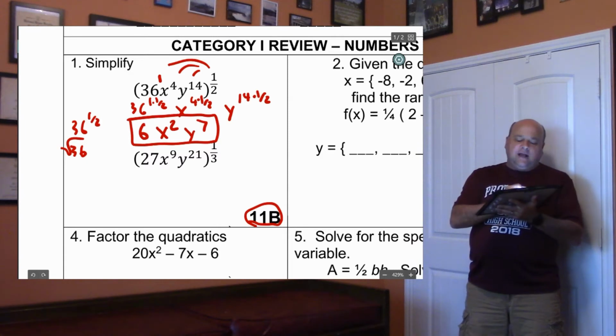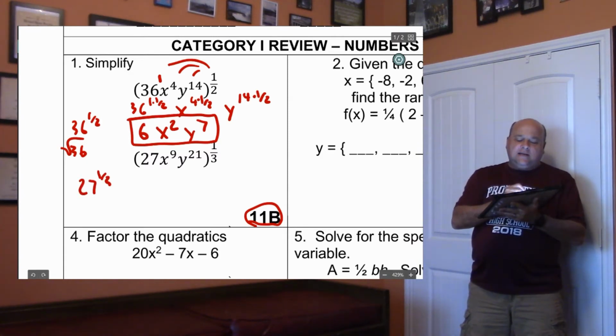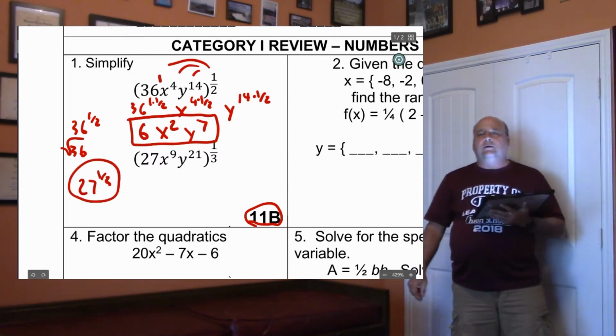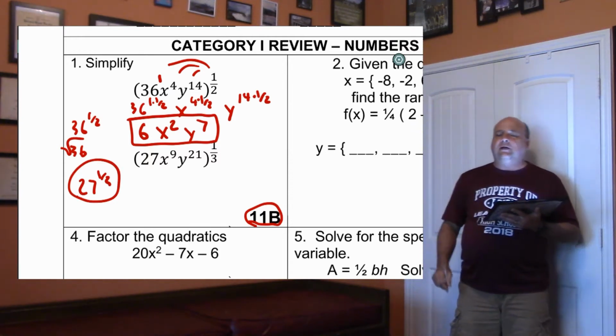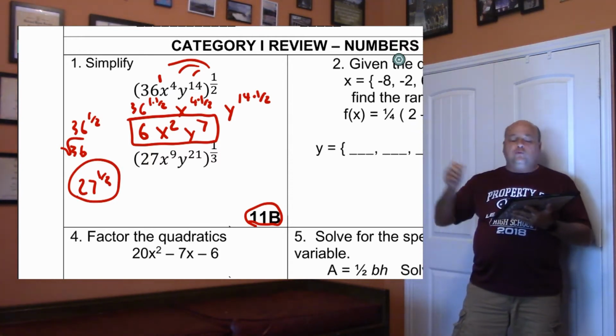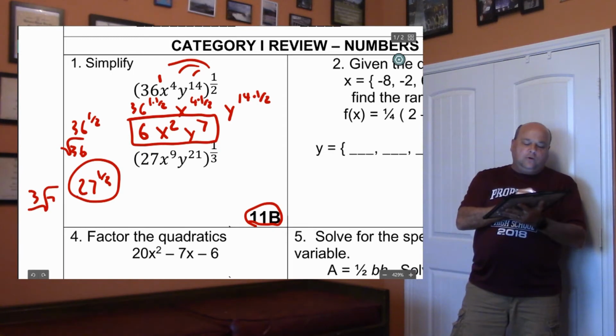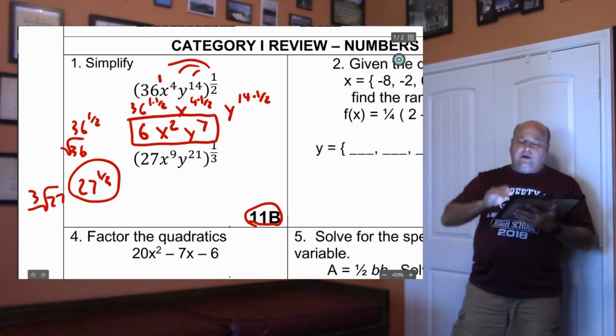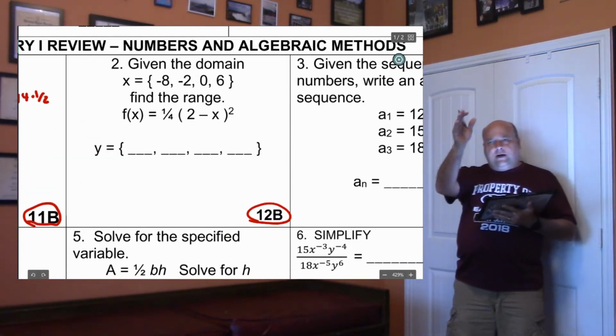On the next one, you're going to have 27 to the 1/3. Type that into the calculator, okay? Type it in the calculator. It's going to give you the answer, okay? That's the cube root. This would be the cube root of 27, okay? Go to number 2. You can do that on your own.